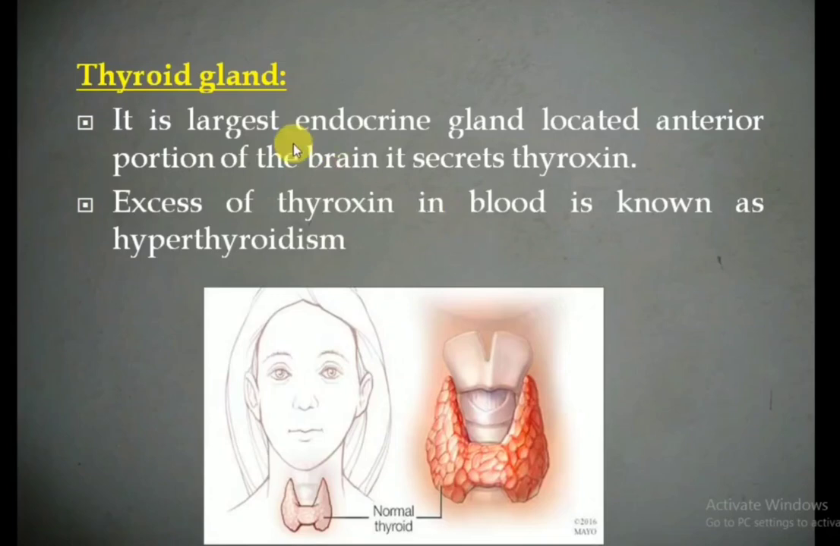Next we will see the thyroid gland. This is the largest gland in the endocrine system of the human body. It is located here in the neck region, towards the anterior part of the body. The thyroxine is released by the thyroid gland. When too much of it gets into the blood, it leads to a condition called hyperthyroidism.